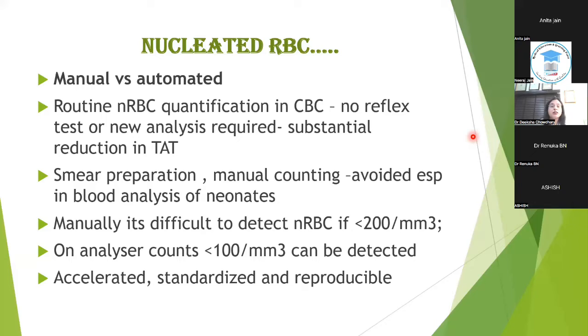So manually, it is very difficult to detect NRBCs if they are less than 200 per mm cube, while on analyzers, we can detect even in counts less than 100 mm cube.